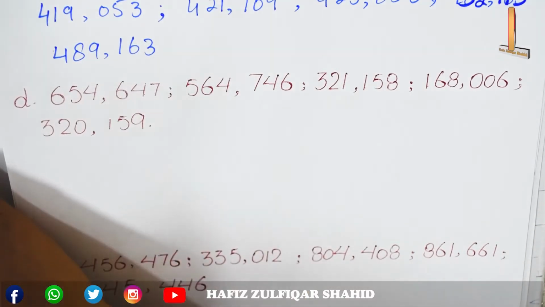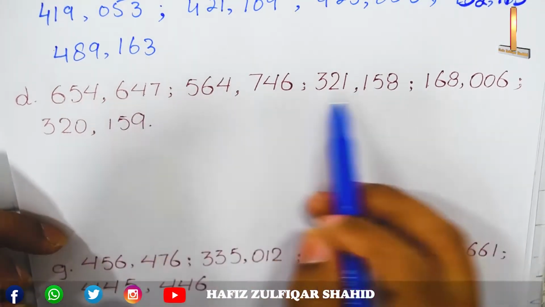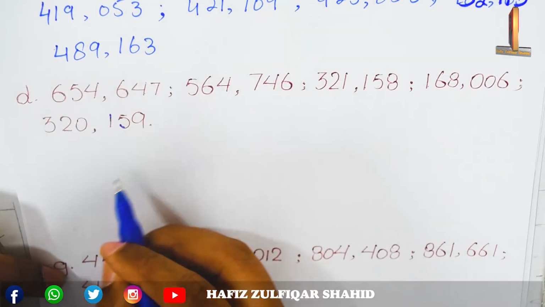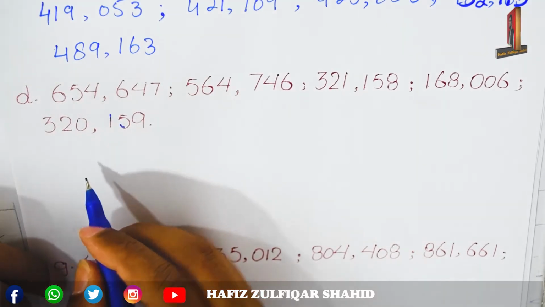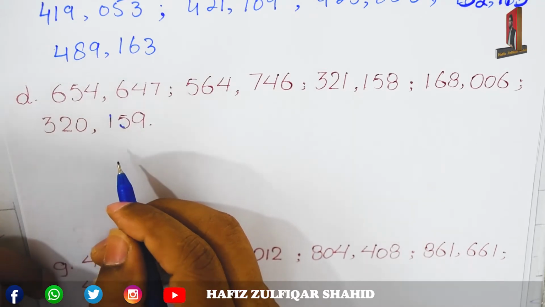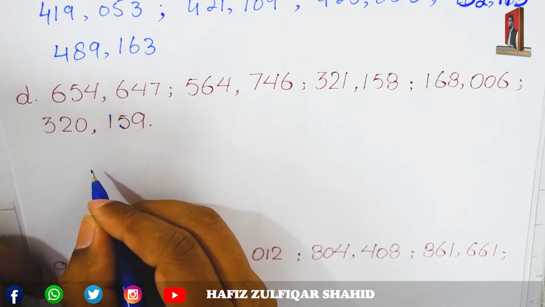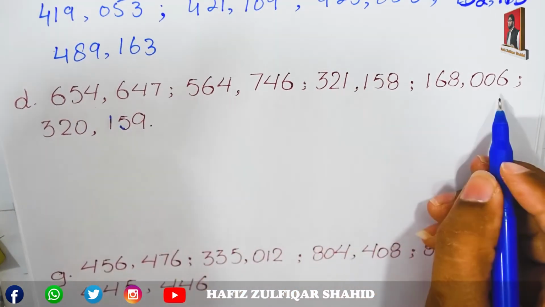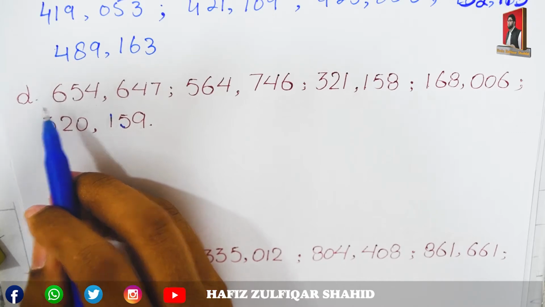And here we have 5 different values. Arrange them in ascending order, and we know that in ascending order we will start from the smallest number. Let's write the smallest number in the bunch, and first compare from the largest place value.